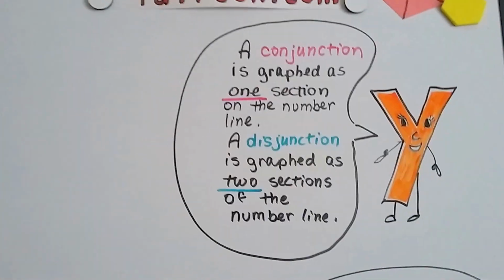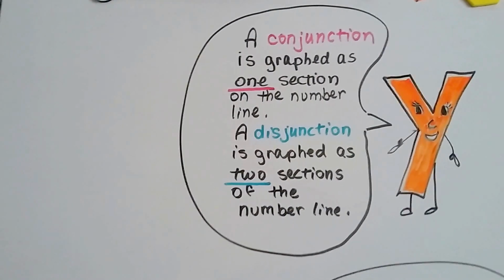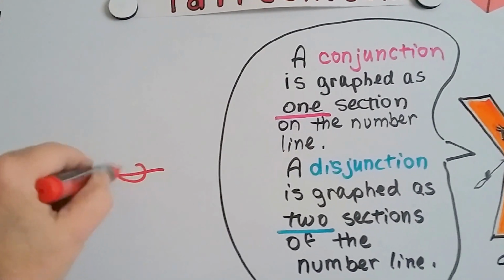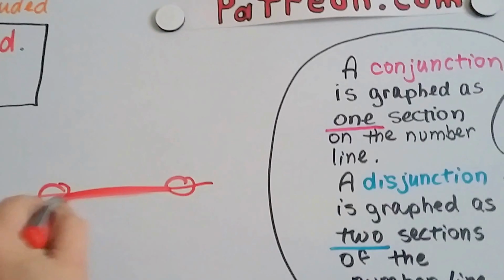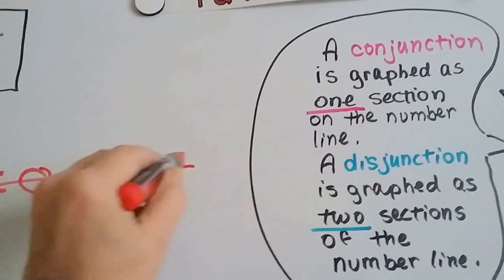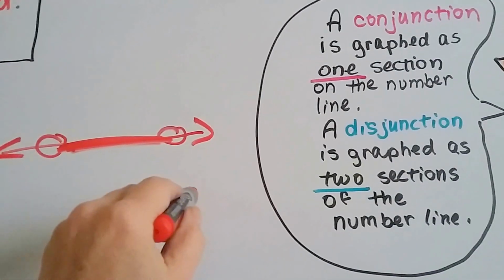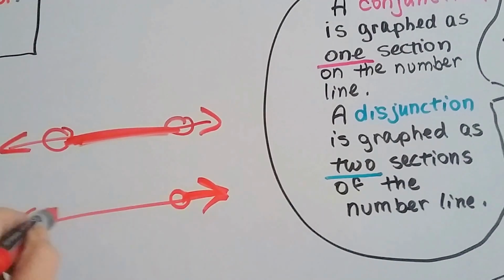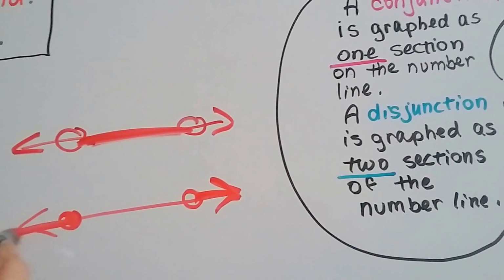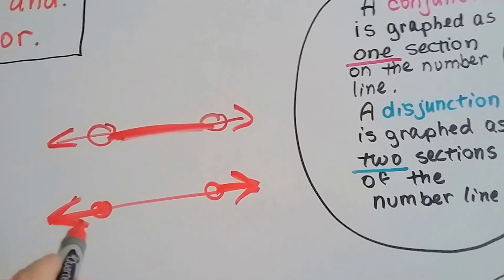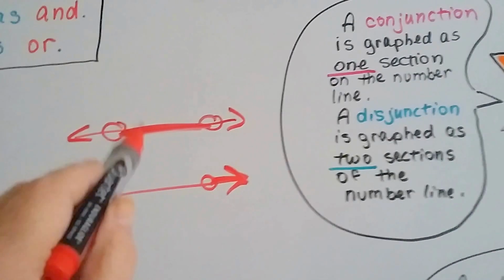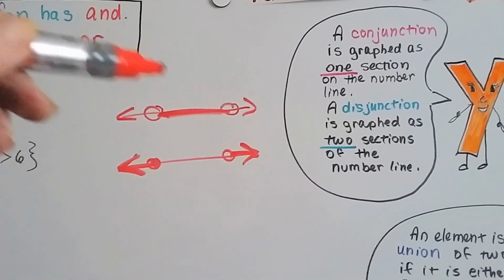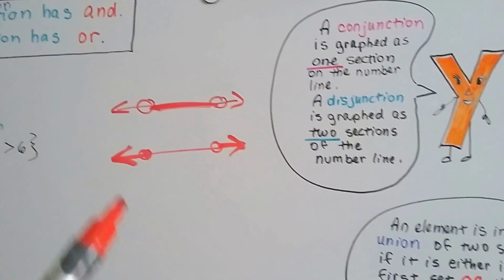A conjunction is graphed as one section on the number line. So when you see it on the number line, it's only that one section. That's a conjunction. The disjunction, you're going to see it's like broken up into two parts. It's going to be that side of the number line and that side of the number line. The conjunction is just one. See? That's going to help you because that's the and and that's the or.